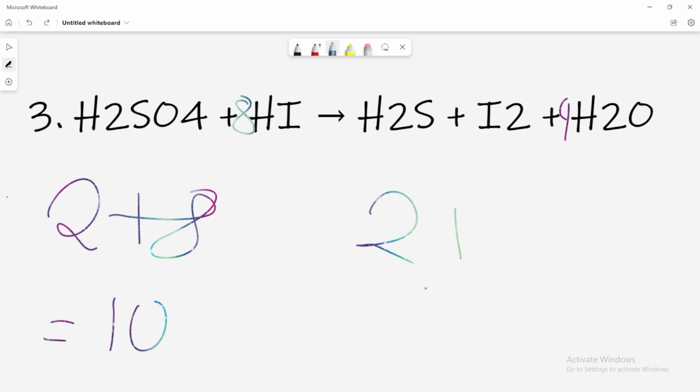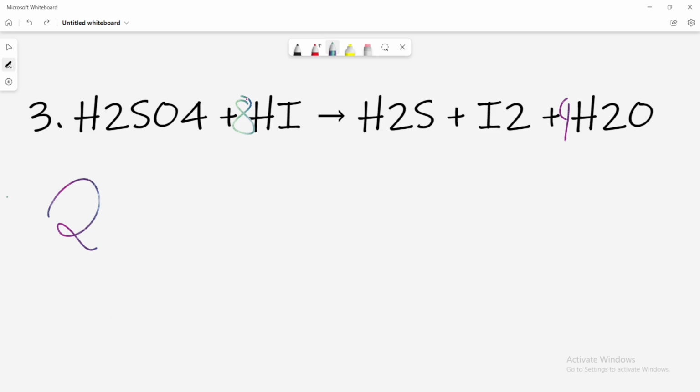But if you take a look, putting 8 here also changed the I level. Because of the coefficient, I is now 8 atoms. Because of that, we have to balance things out with the right side again. So in order to make this go to 8, we have to put in 4. 4 times 2 equals 8. We have to check again because there might be some mistakes. As I have always said, check your answers every time you finish.